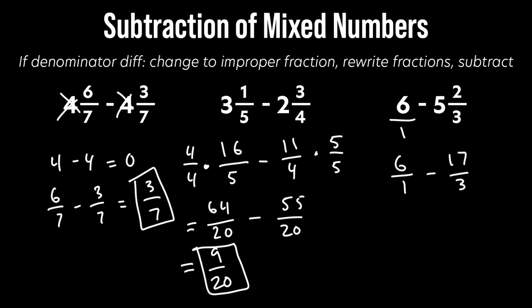The denominators are different, so we need to rewrite the fractions. Now notice that the first denominator is a factor of the second denominator. Because this is the case, the first fraction can be written with denominator 3, and so we don't have to change the second fraction, because we can make both of them equal that way. If we multiply 6 over 1 by 3 over 3, we'll get 18 over 3, and now we can subtract the fractions perfectly, because the denominators are the same. And so we get 18 over 3 minus 17 over 3, and that's going to give us 1/3. And so that's our answer.